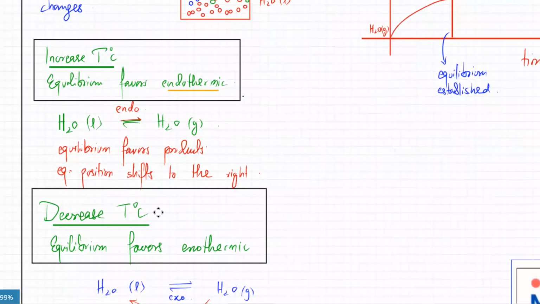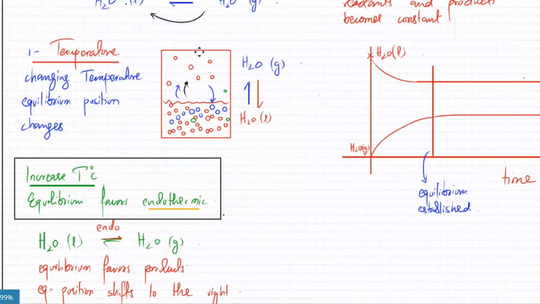ठीक है, vice versa if you decrease temperature, decreasing temperature favors exothermic. इस case में which reaction would be faster? Condensation would be faster at lower temperature. Condensation, remember, is an exothermic reaction. At a lower temperature, water vapors will start condensing. So the amount of water vapors would become less and the amount of liquid water would become more.